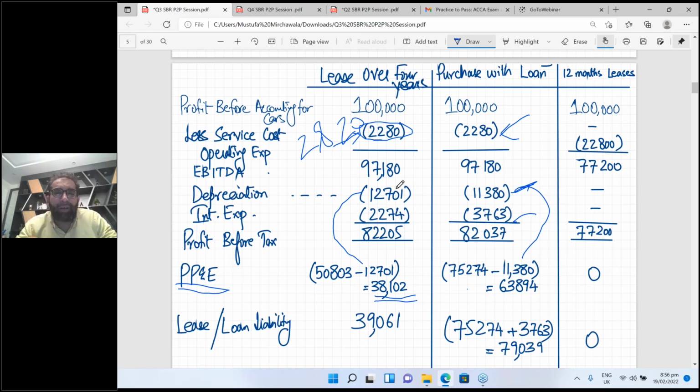Now what will be the loan liability? I already showed you, my dear students. In this option 2, the company didn't pay a single penny before the year end. So the original loan is still the same plus the accrued interest. The total loan will be 79039.